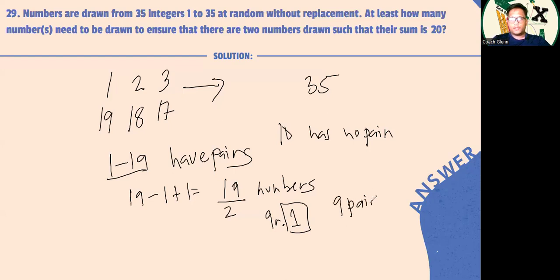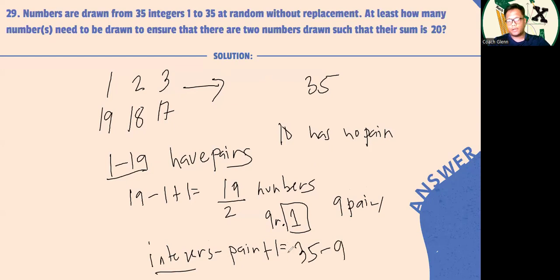Now, to solve for the worst case scenario, all you need to do is take 35, the number of integers, minus pairs plus 1. The number of integers is 35, and the number of pairs is 9. So 35 minus 9 plus 1 gives 36 minus 9, or 27. So that means we need at least 27 numbers to be drawn.